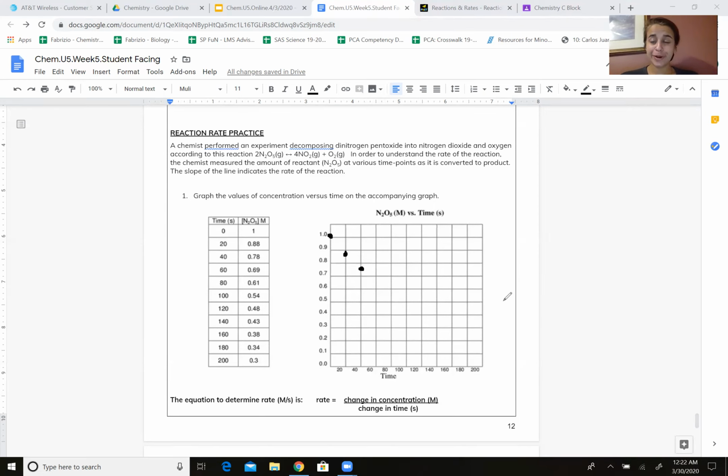So you can continue working on this graph. Okay, welcome back. So you should have completed your entire graph. So it should look something like this. 1.4.